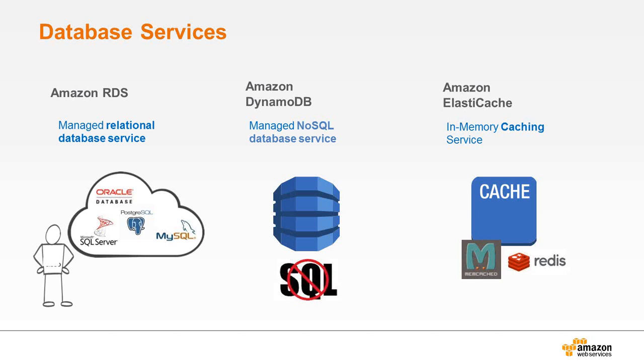DynamoDB is a fast, fully managed NoSQL database service that makes it simple and cost-effective to store and retrieve any amount of data and serve any level of request traffic. It's because the data items are stored on solid-state drives and are replicated across 3 availability zones. ElastiCache is a web service that makes it easy to deploy and operate and scale an in-memory cache in the cloud. It improves performance of web applications by allowing you to retrieve information from a fast-managed in-memory caching system.